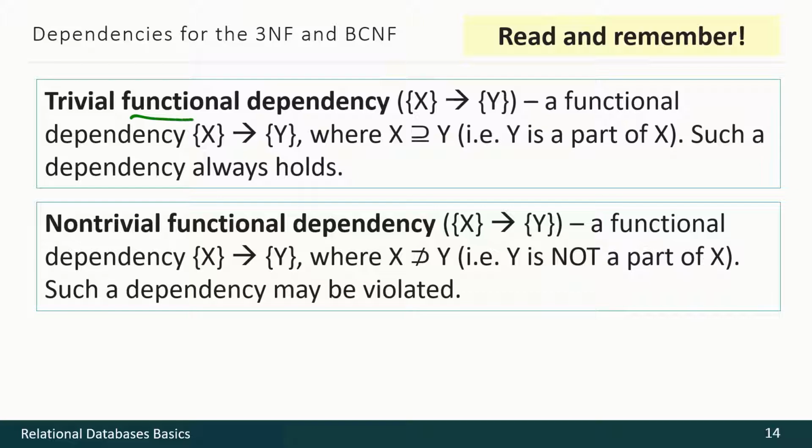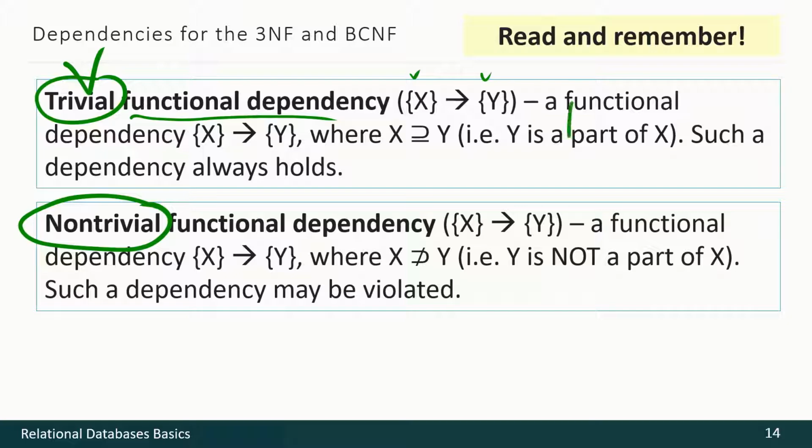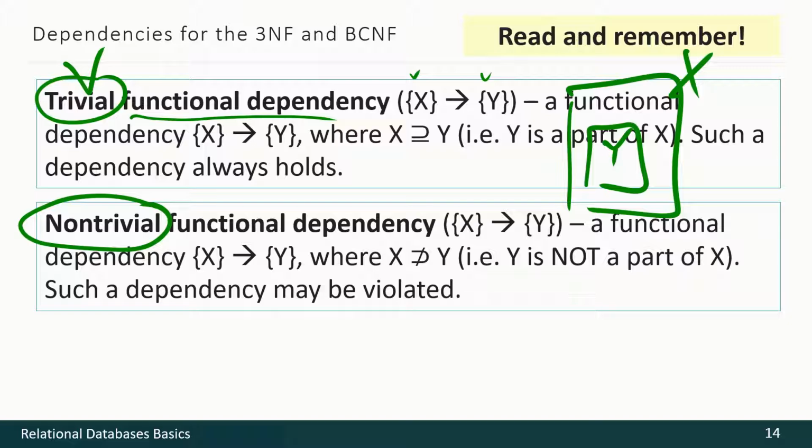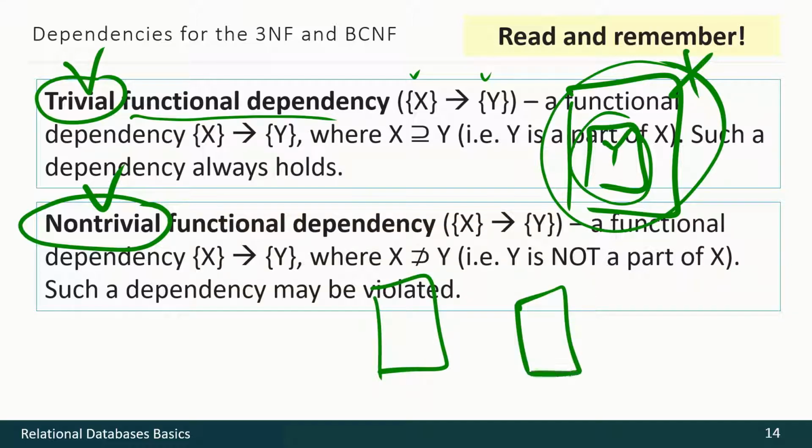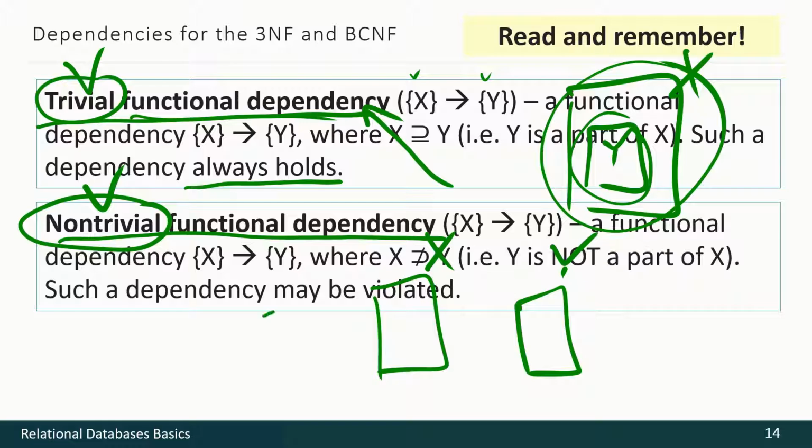And functional dependencies may be either trivial or non-trivial. The idea behind this is the next. With trivial functional dependency, we have two sets, and the X set is a superset of the Y set, or the Y set is a subset of the X set. With non-trivial functional dependency, these are two different sets, so one is not a part of another. As you can see from the definitions, trivial functional dependency always holds, while non-trivial functional dependency may be violated.